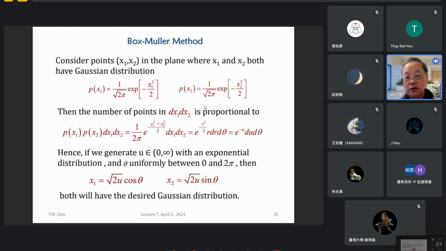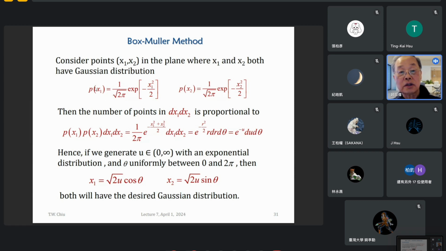For the Gaussian distribution random number generator, the best algorithm is called the Box-Muller algorithm. The idea is very simple. Consider this point x1, x2 in the plane. x1 and x2 both have a Gaussian distribution.